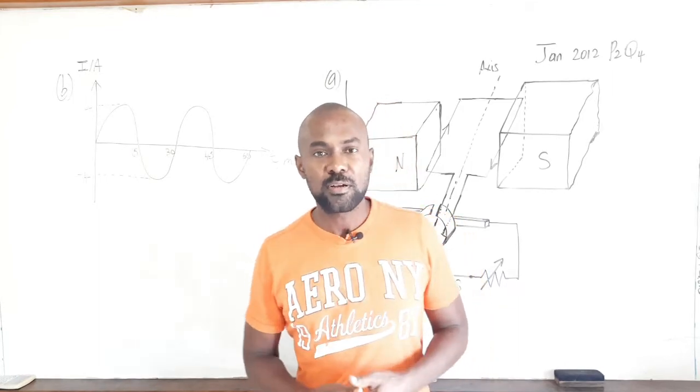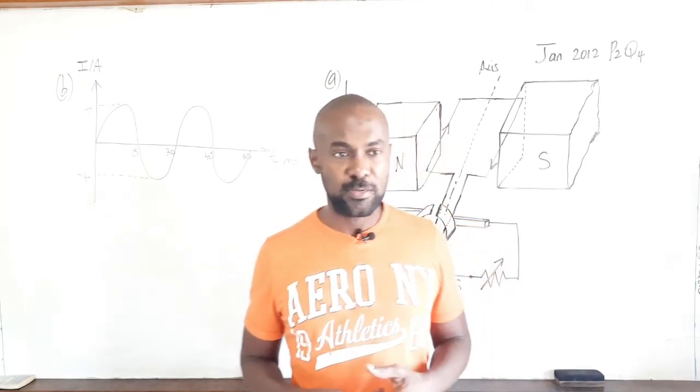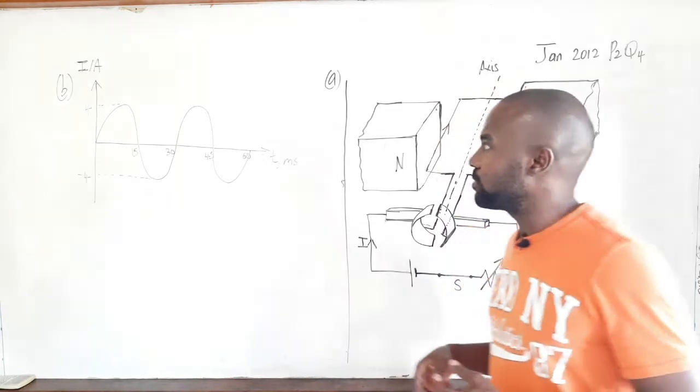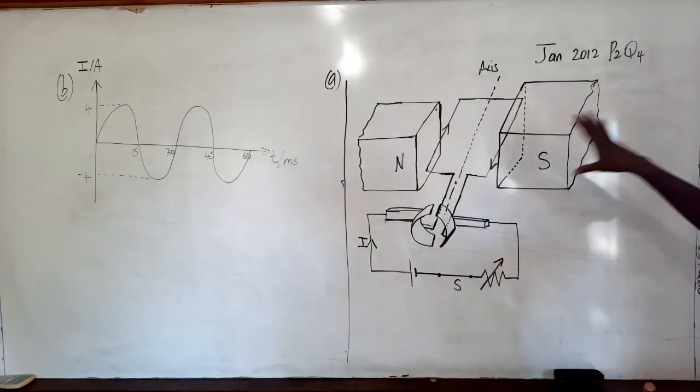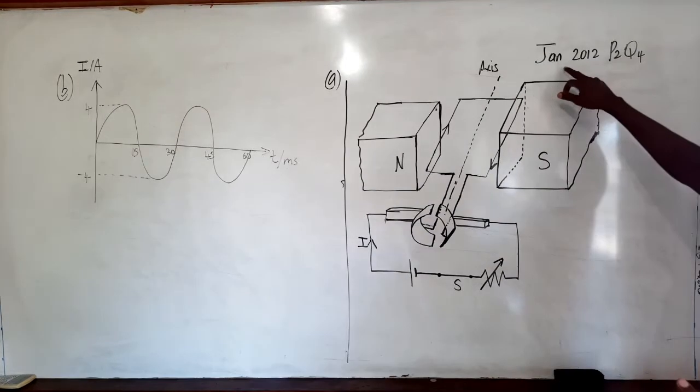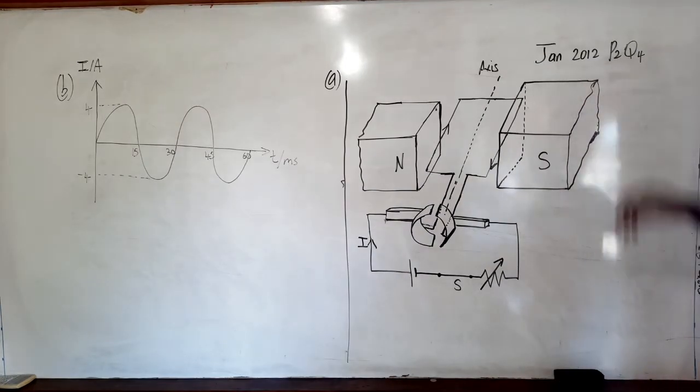In this video, we'll continue to look at CSEC Physics past paper questions. In this particular question, we will look at magnetism, electromagnetism, and the DC motor, and this question comes from January 2012, paper 2, question 4.